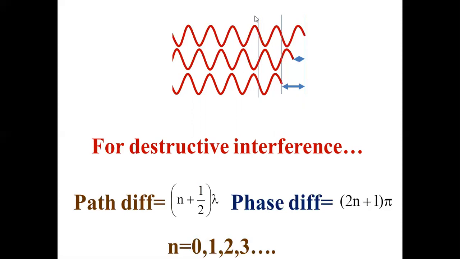How does interference look in the case of water ripples, in the case of sound, in the case of light? Light we are going to study, but I am dealing with everything. If you ask me, sir, how many questions may be asked from this? Only 1 mark, 2 mark, that's all. We have not yet entered into 5 mark questions.